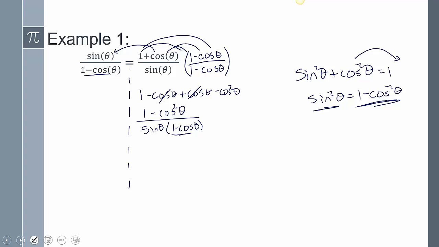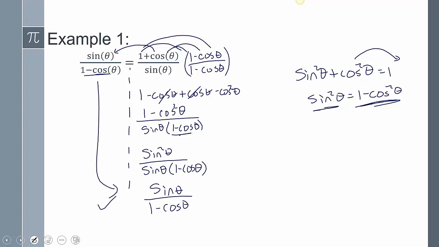So I'm going to replace it. Substitute it. Now the sines will cancel out. And so now those will reduce. So that's the same. There we go.